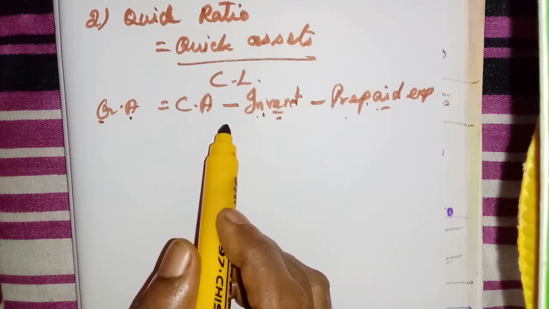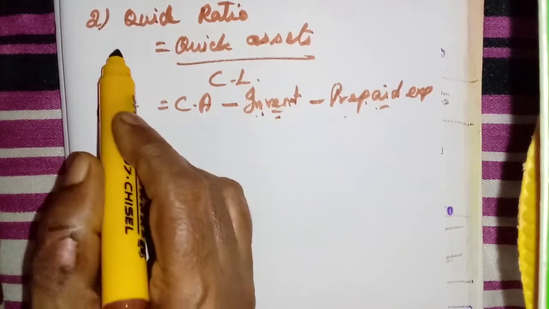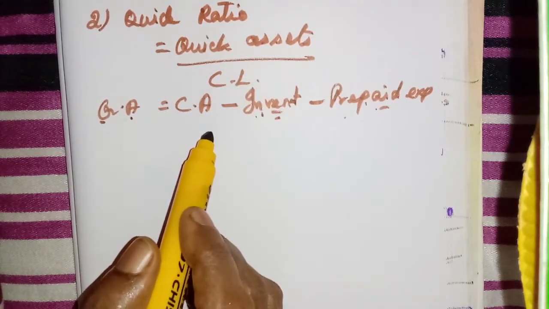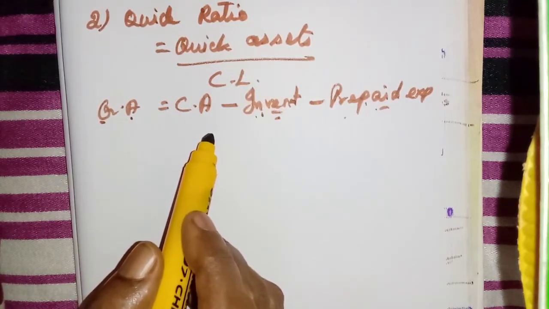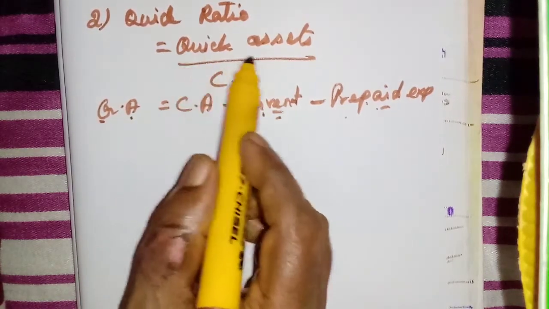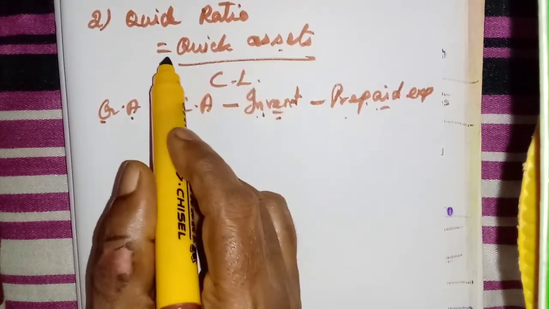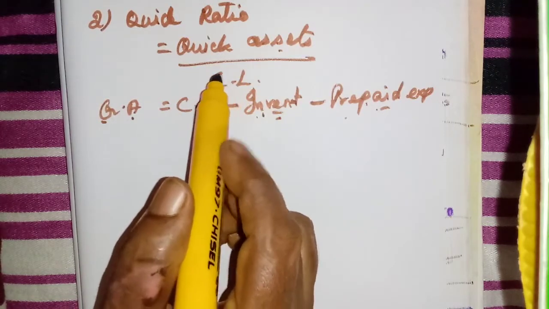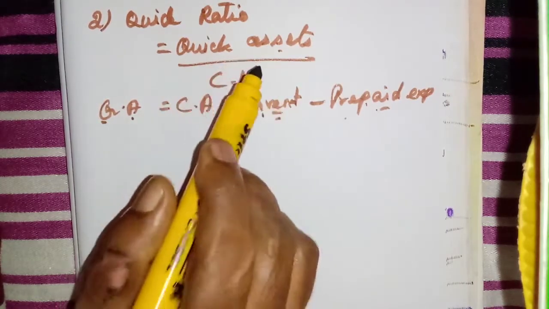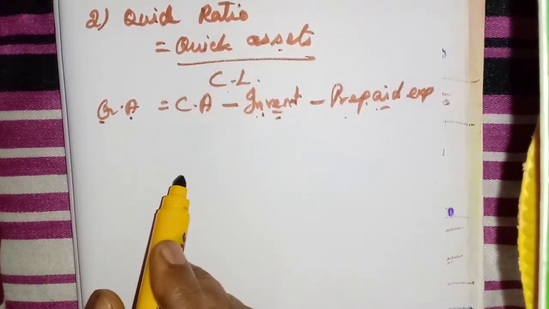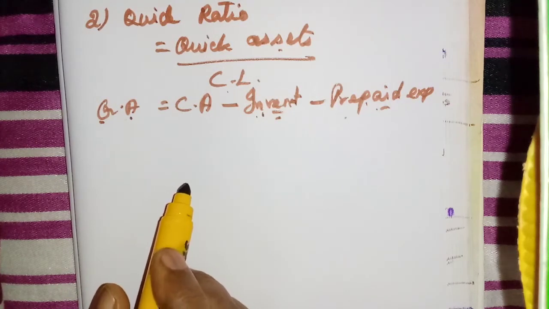So what is the formula? Quick ratio is equal to quick assets divided by current liabilities. If the ratio is high, the quick assets are more, then what is the position of the firm? Their short-term financial position is better, isn't it? Because they have more quick assets to pay the current liabilities. Understood now? The quick ratio.